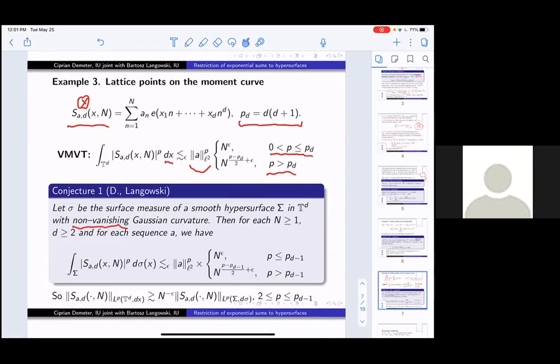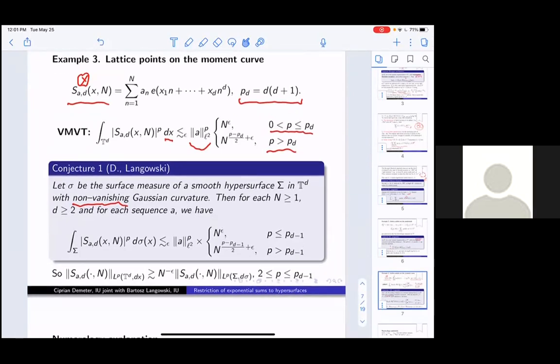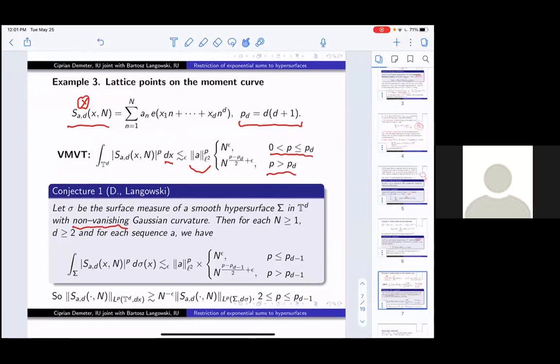And after testing with a few examples, we felt courageous enough to make this conjecture. That's at the bottom. The estimate looks very, very similar to VMVT. There's only one notable difference, and that has to do with the critical exponent. It has to be p_{d-1}, which is (d-1) times d, and I'll explain why.